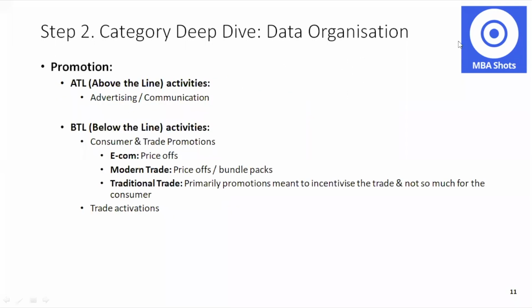The next P is promotion. This P is actually broader than what the name would suggest. The two key elements here are ATL, which are above the line activities, and BTL, which are below the line activities. Above the line activities comprise advertising and communication, what you and I as consumers consume or view when we are interacting with any media. So be it online, on your phone, on your devices, watching TV, reading a magazine, reading the newspaper, or on radio.